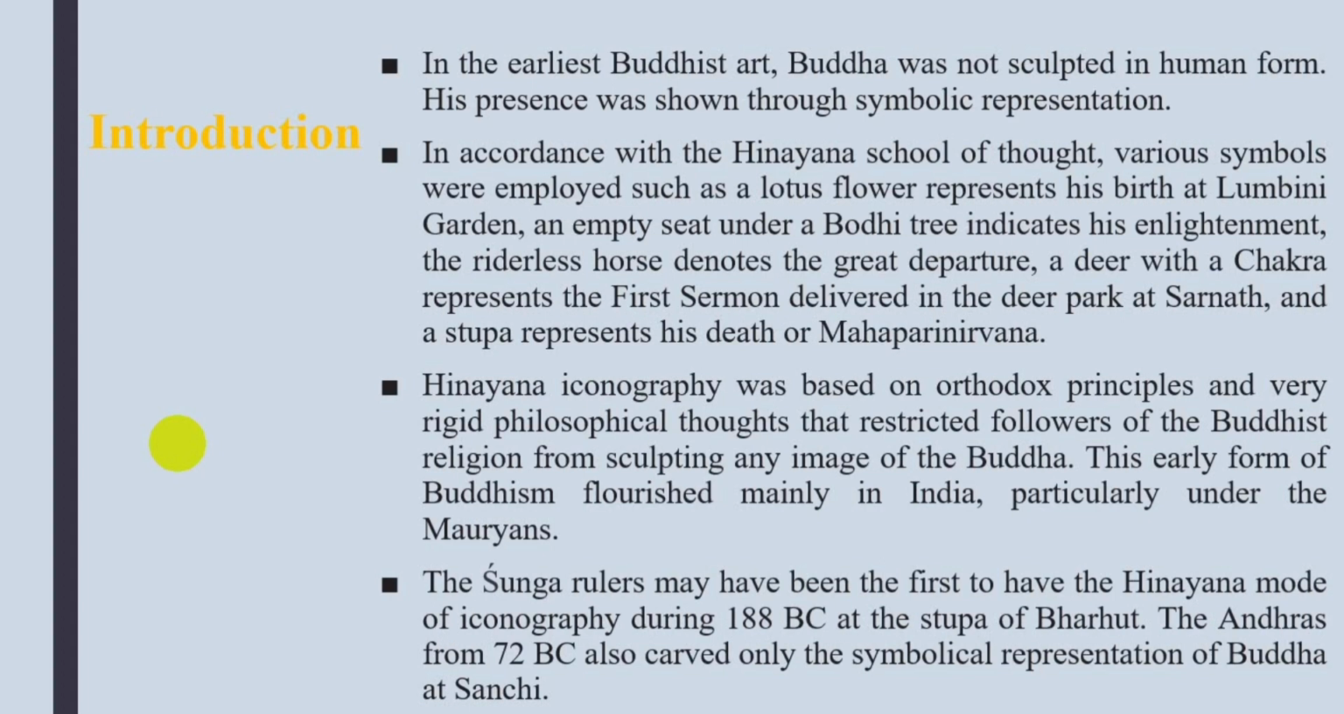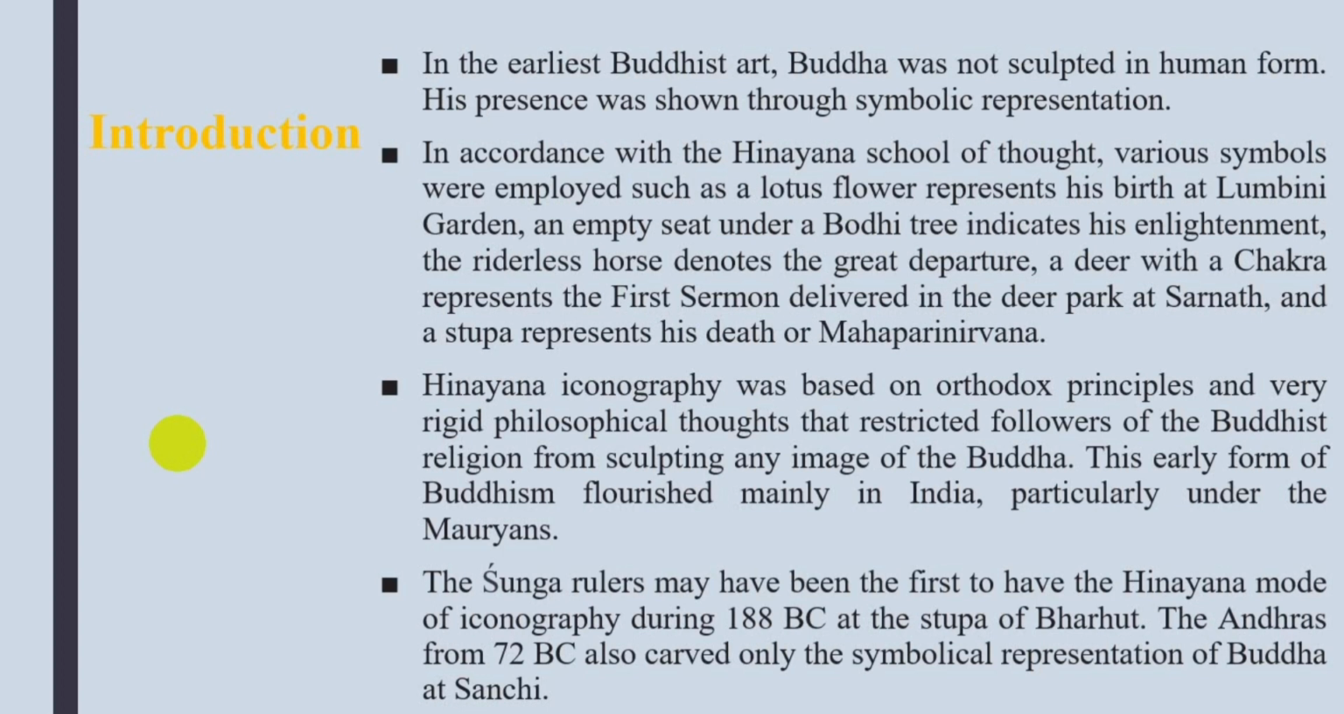Siddhartha, and a deer with a chakra represents the first sermon delivered in the deer park at Sarnath, and a stupa represents his death or Mahaparinirvana. So Hinayana iconography was based on orthodox principles and very rigid philosophical thoughts that restricted followers of the Buddhist religion from sculpting any image of the Buddha.